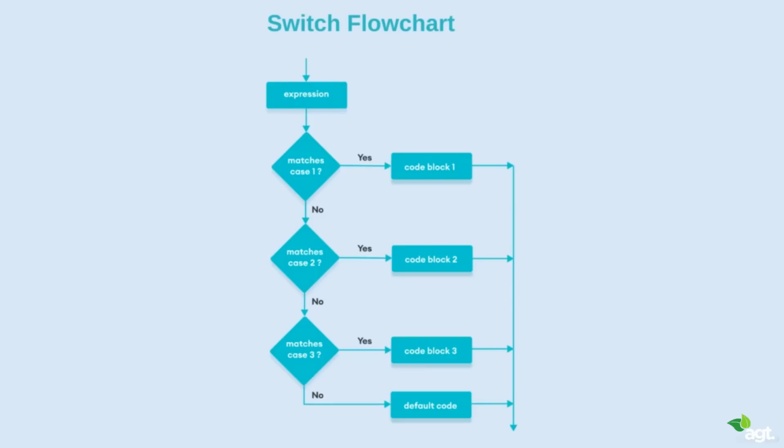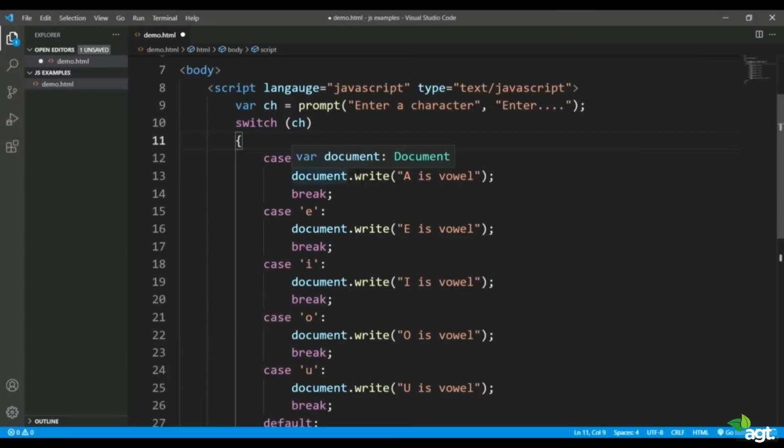So let's see practically how we can start writing this switch statement. In this particular program, what I'm doing is I'm taking a single character from the user and I'm comparing whether that is a vowel or a consonant.